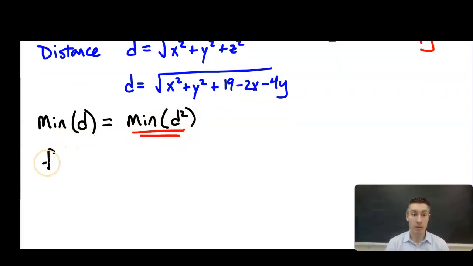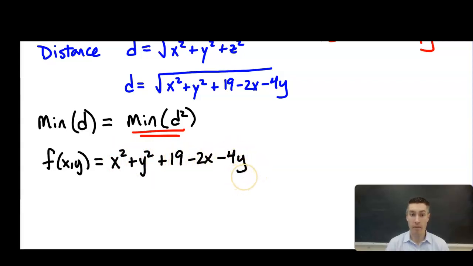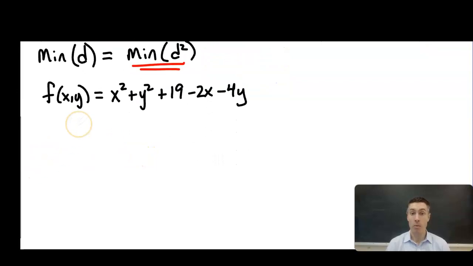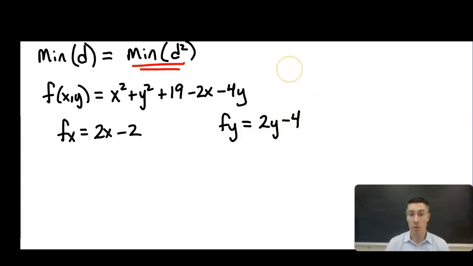So the function that we're going to minimize, f of x, y, is going to be x squared plus y squared plus 19 minus 2x minus 4y. Okay, so we're changing the problem a little bit to make it easier on ourselves. So instead of minimizing distance, we're minimizing distance squared, but logically that should find us the same exact critical points. So now we start the process that we've been doing in the previous examples. First order partials, so the partial with respect to x is 2x minus 2, partial with respect to y is 2y minus 4. Set them equal to 0. So we get x equals 1, y equals 2.